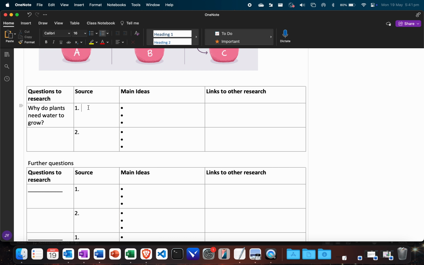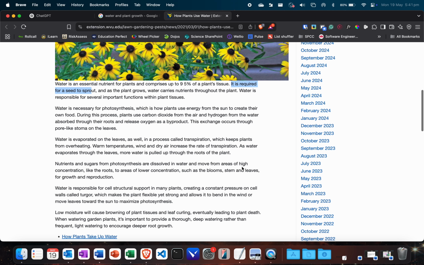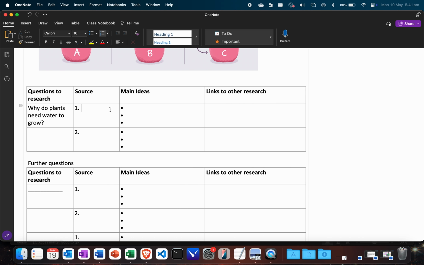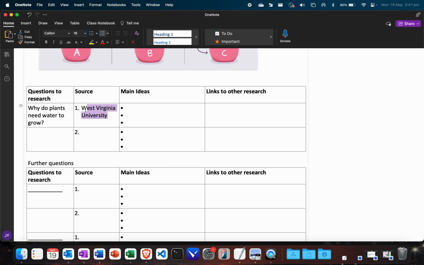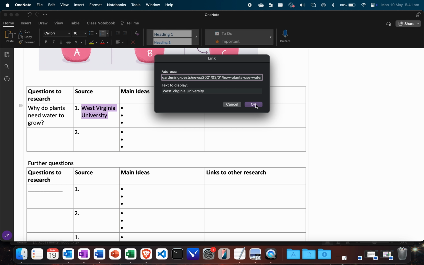All right. Let's put this down. So I need the source. So the source is from West Virginia University. So I'm going to write that down. Okay. So I think it's IA. Okay. And then I'm going to insert my link. So I'm going to copy my link. I'm going to highlight my source, right click it, and then click insert link and then paste.